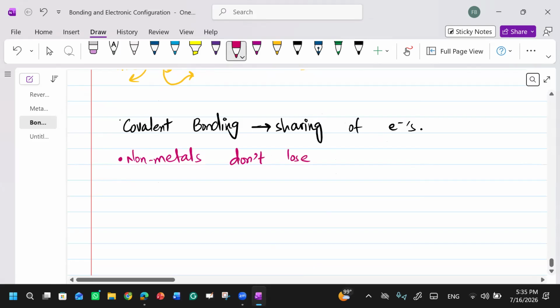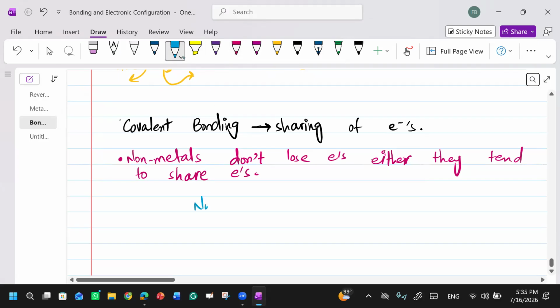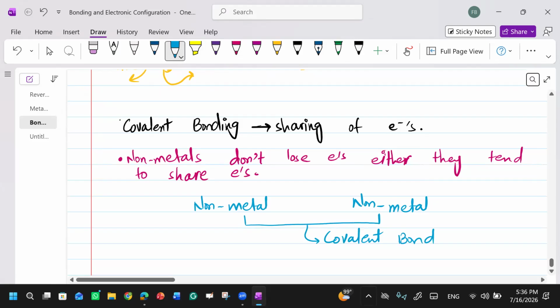Non-metals don't lose electrons either. They tend to share electrons. So which two species will make a covalent bond? Non-metal and non-metal. These two species will make the covalent bond. Clear? Are you clear with this?